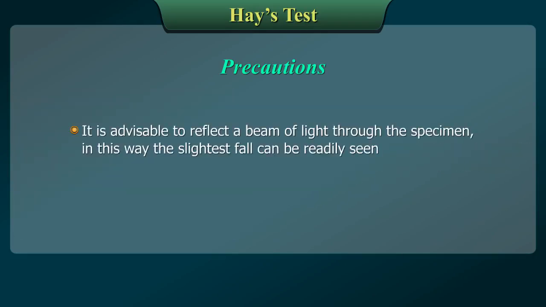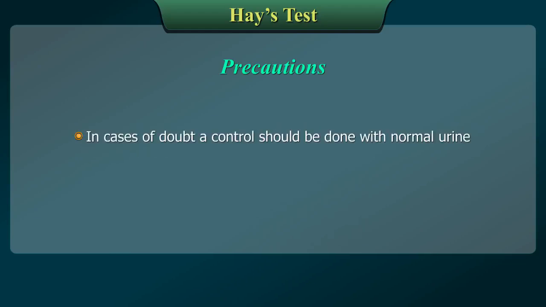It is advisable to reflect a beam of light through the specimen. In this way, the slightest fall can be readily seen. In cases of doubt, a control should be done with normal urine.